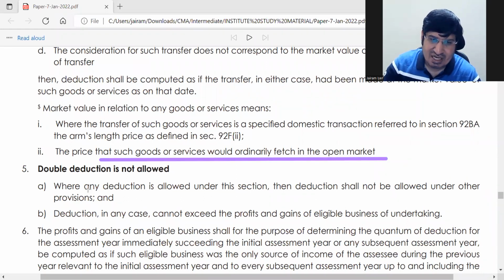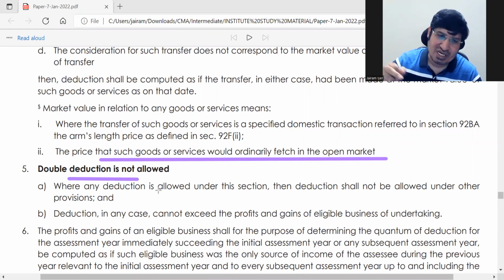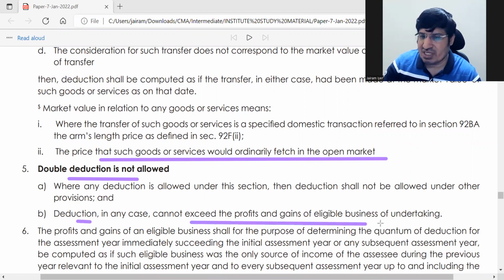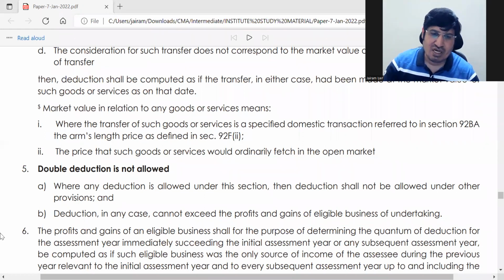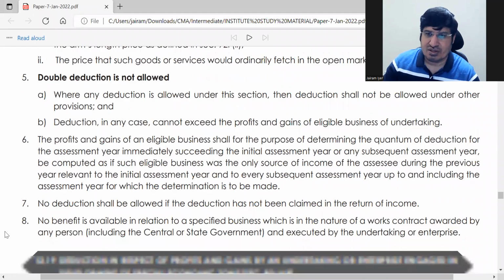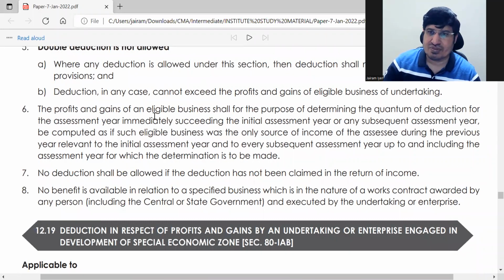Okay, next is no double deduction. Okay, that we know, once you get deduction in this, you will not get any deduction in any other section. Okay, second is that deduction cannot exceed profits and gains of eligible business. Okay, maximum deduction is up to the profits, it will not be more than profits.